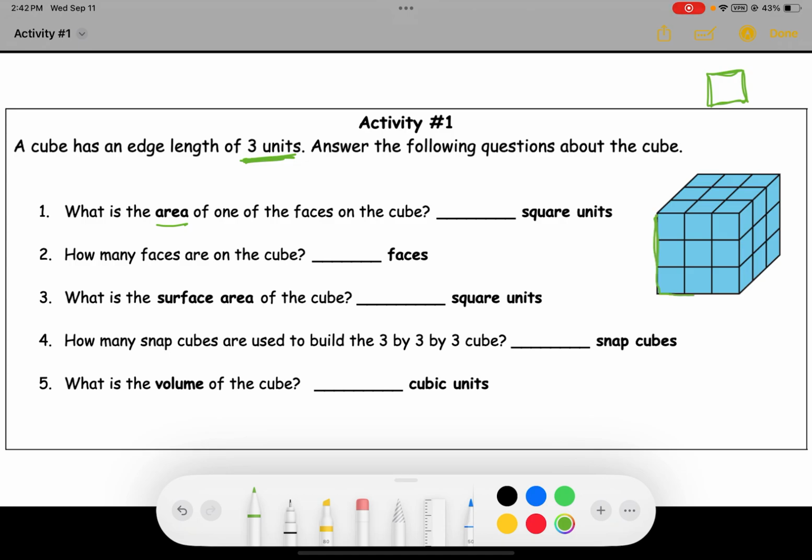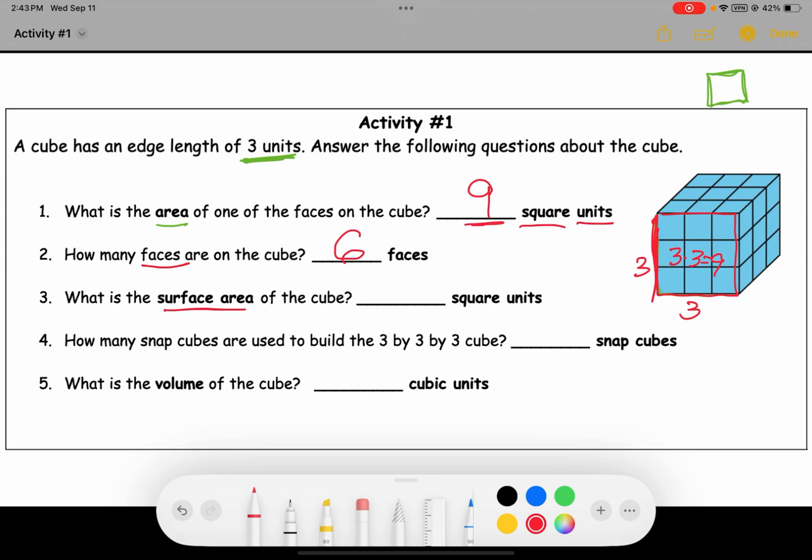So one of the faces, I'll do it in red. That's just like one square. That is 3 by 3. You could count each of these unit squares, or you could just do 3 times 3, which is 9. So each square is 9 square units. How many faces are on the cube? A cube is made up of 6 faces, just like a rectangular prism, meaning there are 6 squares. And the nice thing about the surface area of a cube is all of the faces have the same area. In this case, they all have an area of 9.